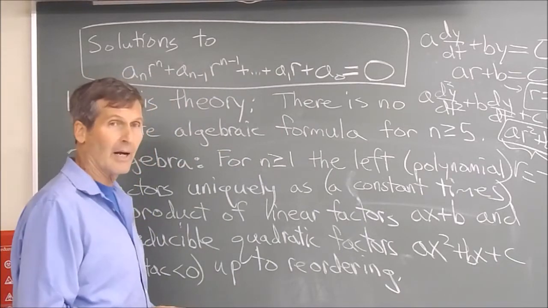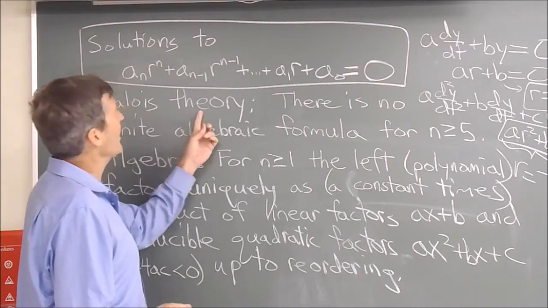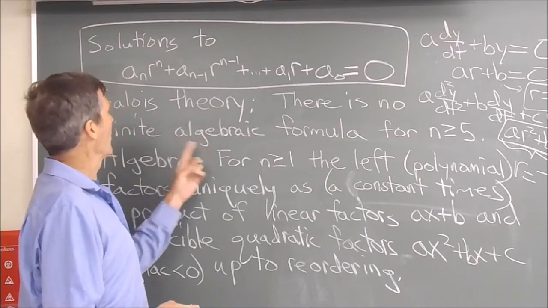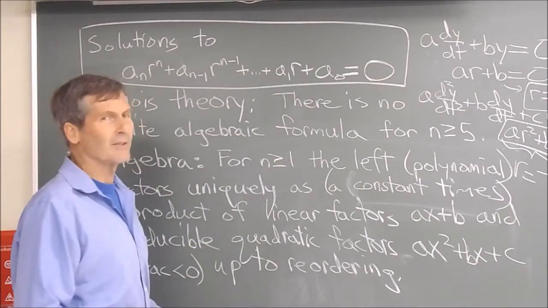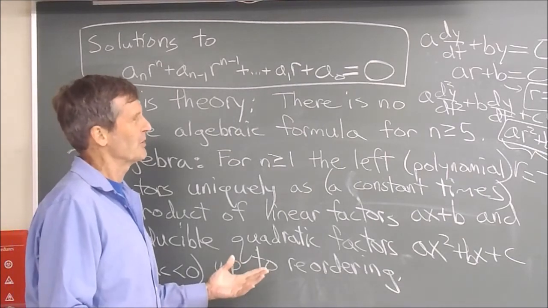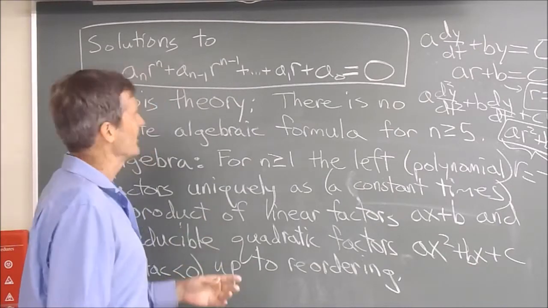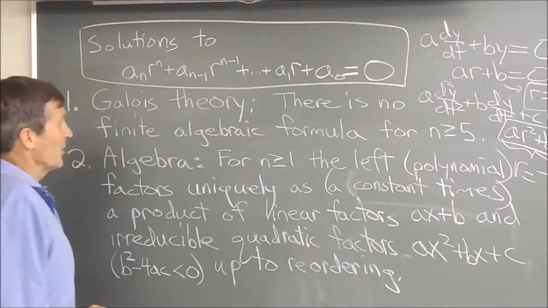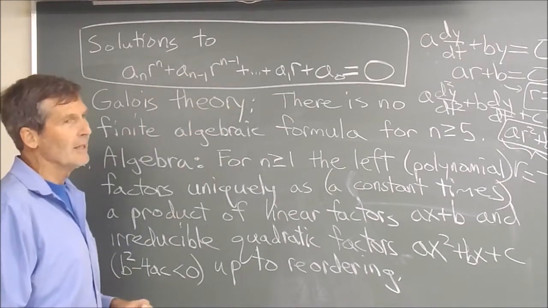But fifth degree and higher, amazingly, you can prove it comes out of Galois theory. There is no finite algebraic formula for polynomials of degree n greater than or equal to 5. Isn't that strange? It's like asking, why is space-time four-dimensional? Maybe it has something to do with this. Probably not, but it's a neat idea. But there is no finite formula for a polynomial of degree n greater than or equal to 5 equals 0.